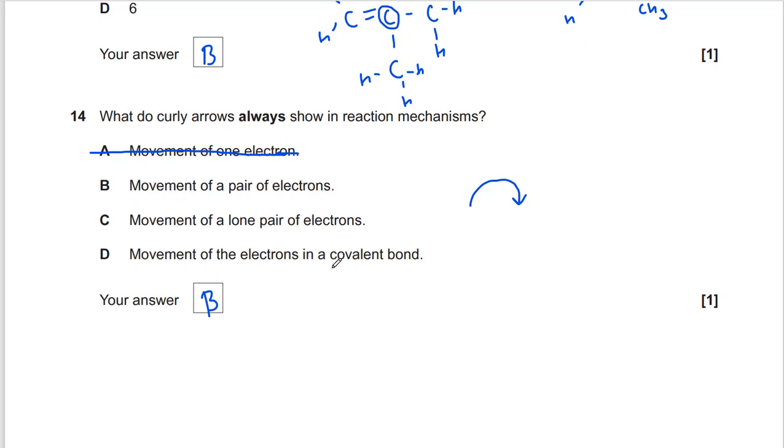Movement of a lone pair and movement of electrons in a covalent bond, those are just specific examples of B. So a curly arrow is any pair of electrons, no matter its location, no matter what it is, where it's from, whether it's a lone pair, a covalent bond, anything, doesn't matter. It's just a movement. So C and D are just sub-definitions of B. So it's definitely not C or D either. Those are just describing a more specific aspect of B. So it's just any pair of electrons, that's how they're moving. It should take literally 5 seconds to answer that one.